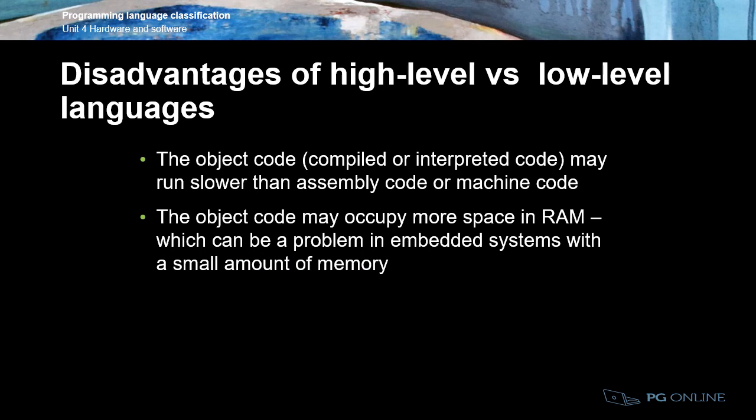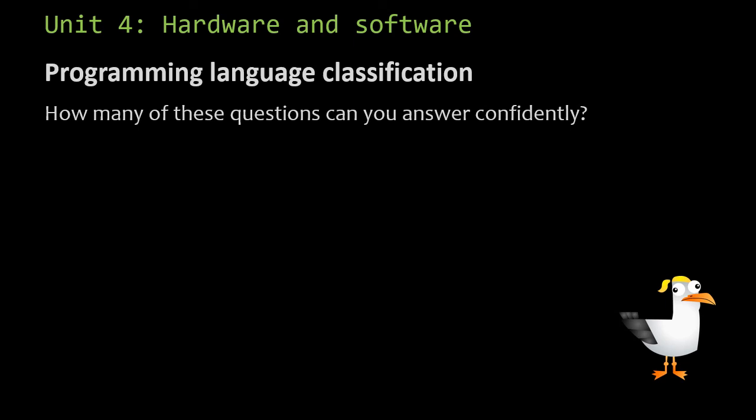The disadvantages, though, are that the object code, which is what we call the resulting code when your program written in a high-level language has been compiled or interpreted, might likely run slower than assembly code or machine code. And that object code would probably occupy more space in the RAM as well. Now, if that was an embedded system, that would be a problem because they have limited amounts of memory.